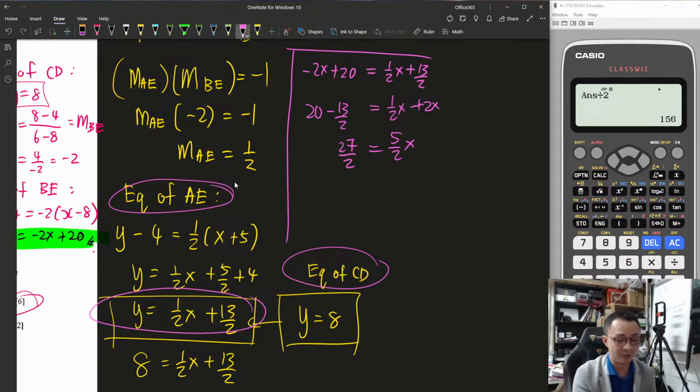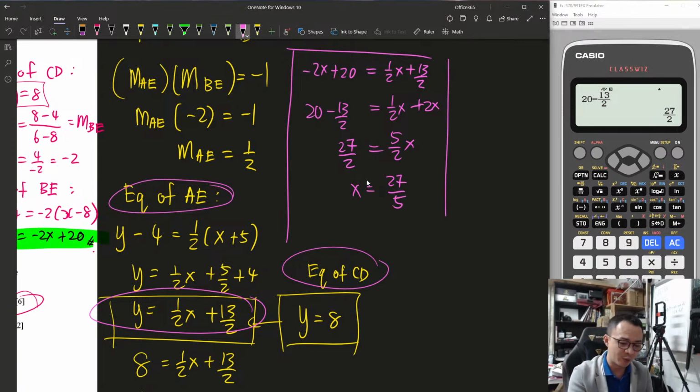So, wow, I get a decimal. Did I make any carry mistake? Minus 13 over 2. Okay, I didn't make any carry mistake, I think. Yeah, so x is equals to 27 over 5.